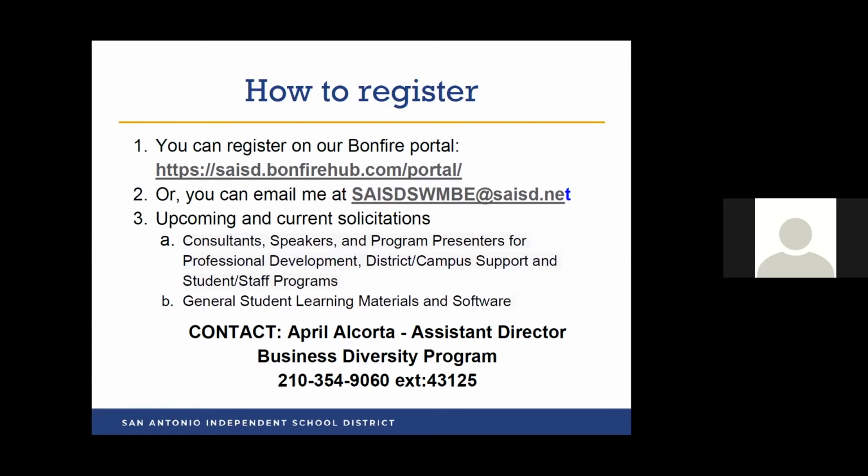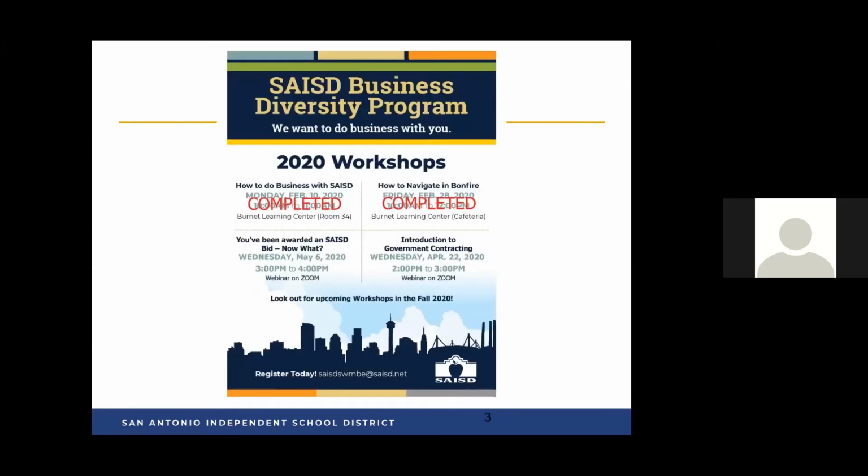If you go to the next slide, I'm also having webinars. The next one is coming up on April 22nd. It's with UTSA PTAC, Intro to Government Contracting, from 2 to 3. You can register right now on Eventbrite, and then I will directly send you the link for the Zoom. And the next one we're having covers what happens next once you're awarded a contract with SAISD, and the whole process. I also have the Assistant Director of Contract Management and our contract administrator on that webinar, so you can ask them questions. That's going to be Wednesday, May 6th from 3 to 4.